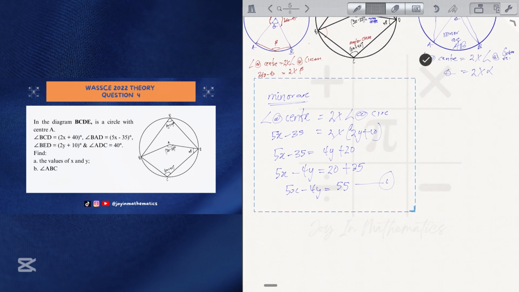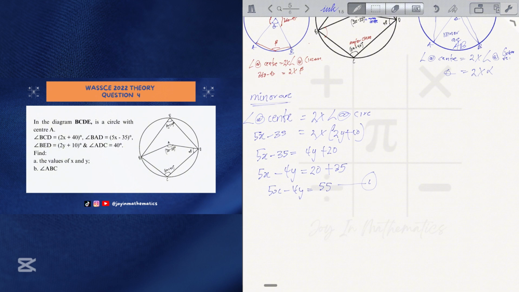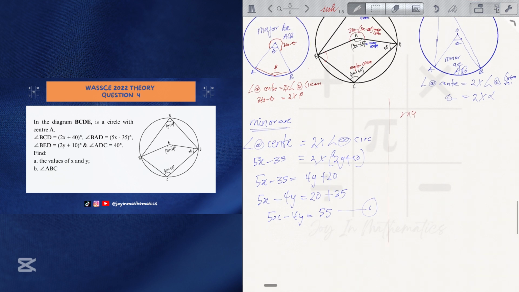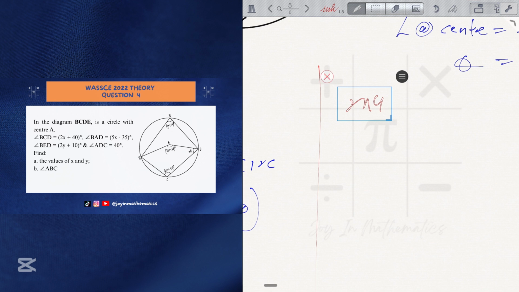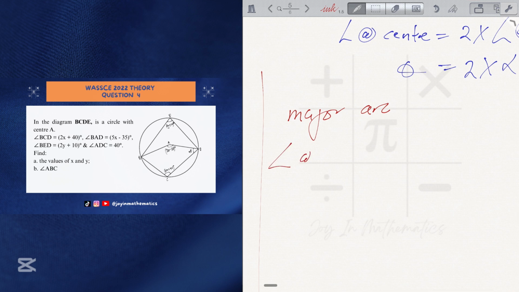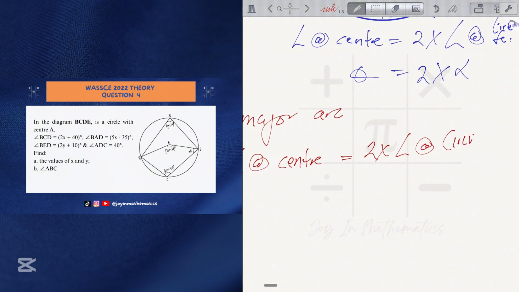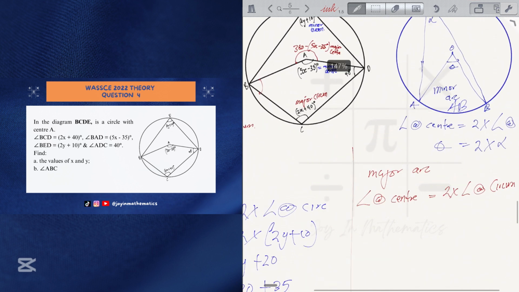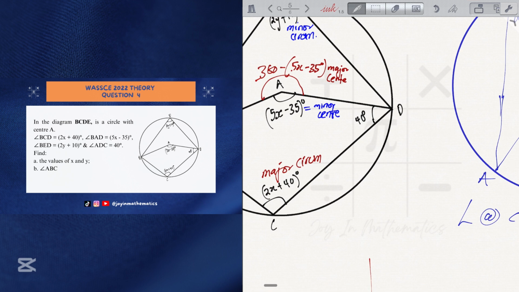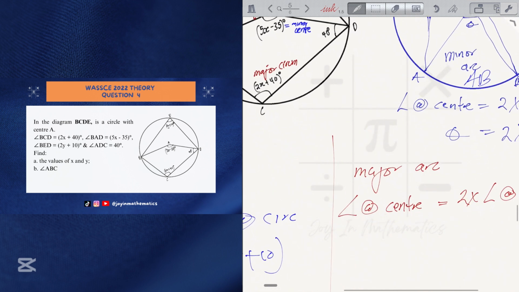Now, just as we have done for the minor arc, let's do for the major arc. So focusing on the major arc now. The major arc is also such that the angle at center for the major arc is equal to 2 times the angle at circumference. So for the major arc now, the center angle is 360 minus 5x minus 35, and the circumference angle is 2x plus 40.